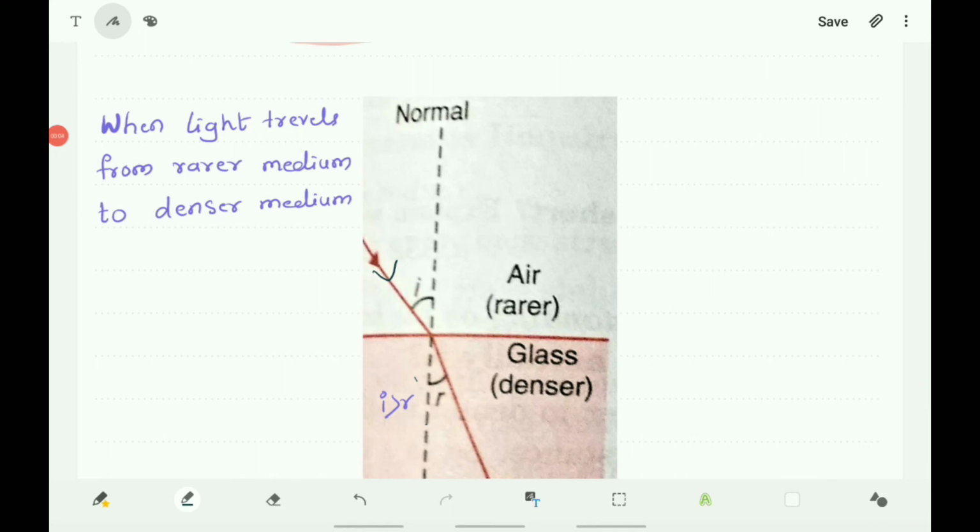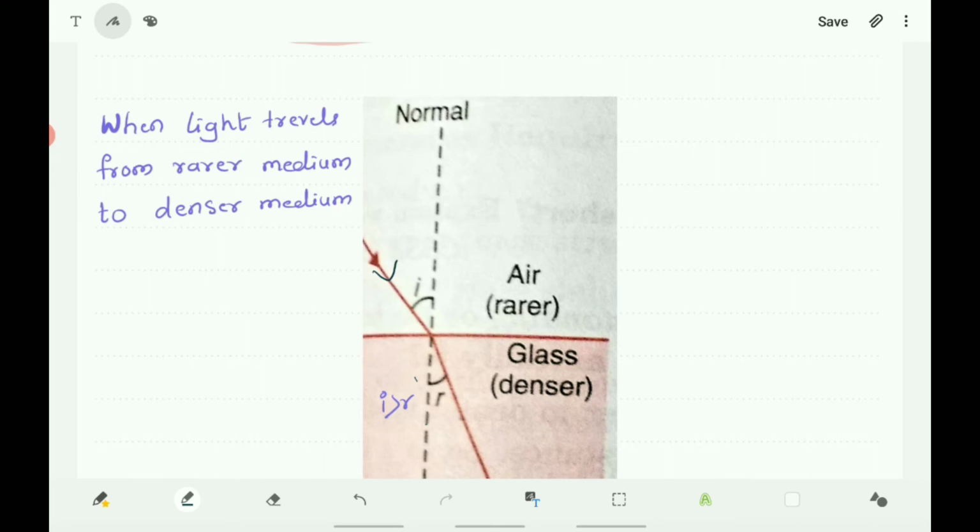When a ray of light travels from one medium to another medium, the path of the ray of light in the first medium is called the incident ray and the path of the ray of light in the second medium is called the refracted ray. The angle between the incident ray and the normal at the surface of separation is called the angle of incidence, and the angle between the refracted ray and the normal at the surface of separation is called the angle of refraction.